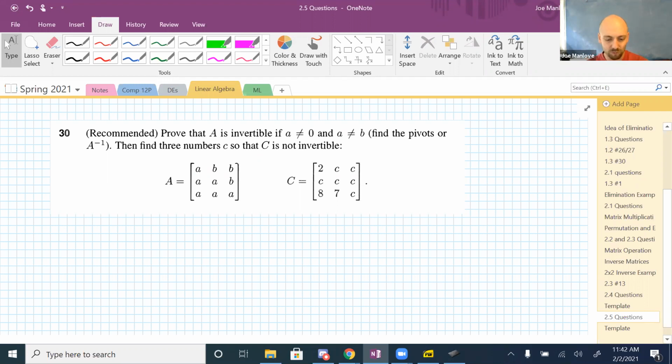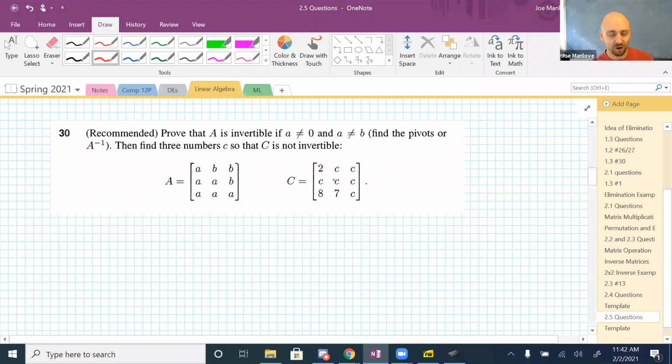I think I see one really easy way to make C singular, not invertible, which is to make two of the columns the same numbers. Or two of the rows. If I can make two of the rows the same numbers, then it's not invertible because one of the pivots is going to be 0. You guys with me on that? Okay, so how do I do that? What number do you pick to make two of these rows identical? 2. Yeah, 2 does it.